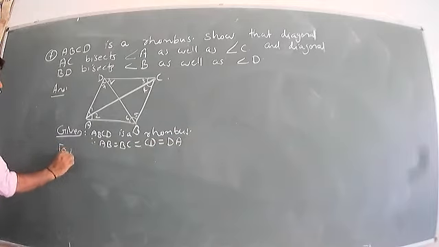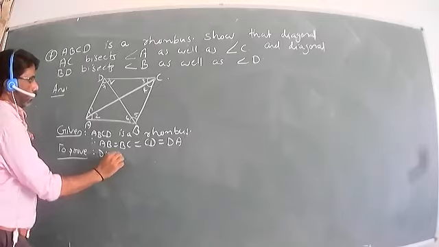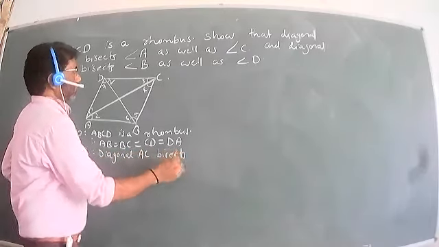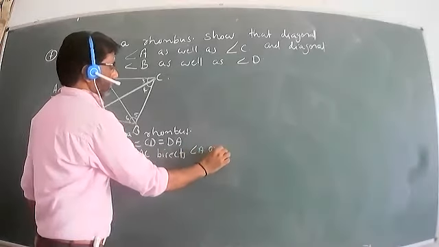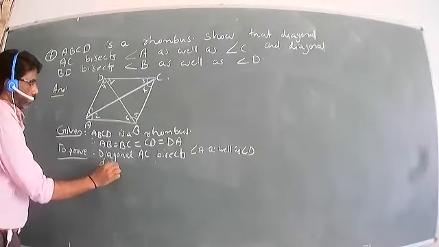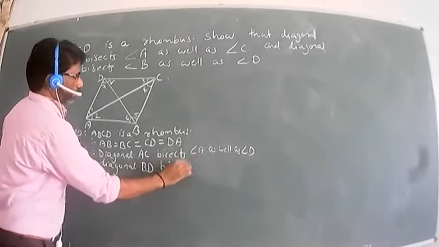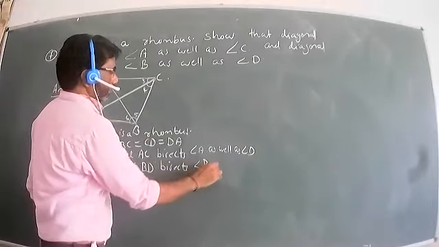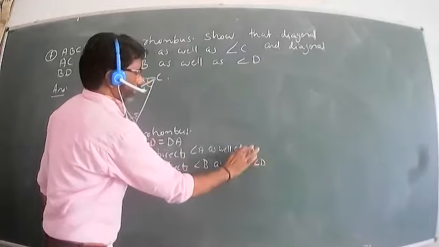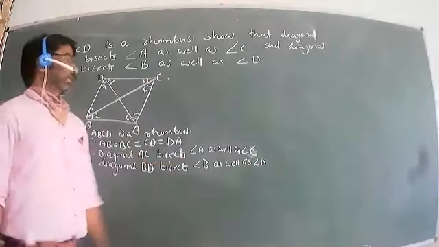To prove: diagonal AC bisects angle A as well as angle C, diagonal BD bisects angle B as well as angle D. So here angle A as well as C, here angle B as well as angle D.